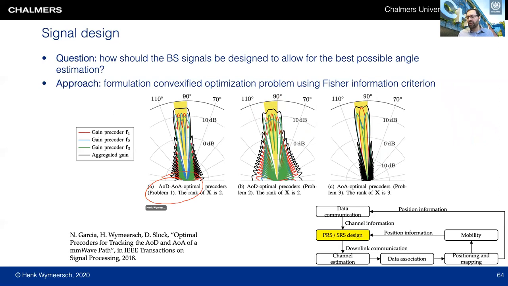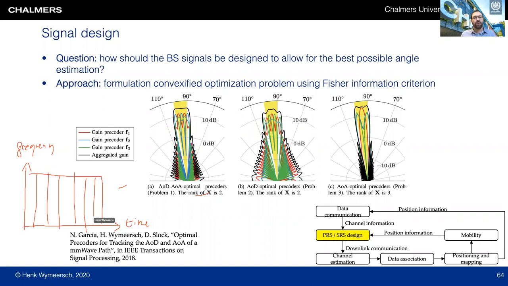Now, signal design is per se not something new. It has been applied in other dimensions as well. Here I talk about the spatial dimension, but you can also do signal design in time and frequency. If you want good delay estimation and you have some time-frequency resources available, what is the best thing to do? Is it good, for instance, to send signals only here, or is it better to send signals only here? Questions like this can be solved using Fisher information theory, and they lead to good signal designs. This is what is used right now in 4G and 5G. All right, so this is a little bit about signal design.